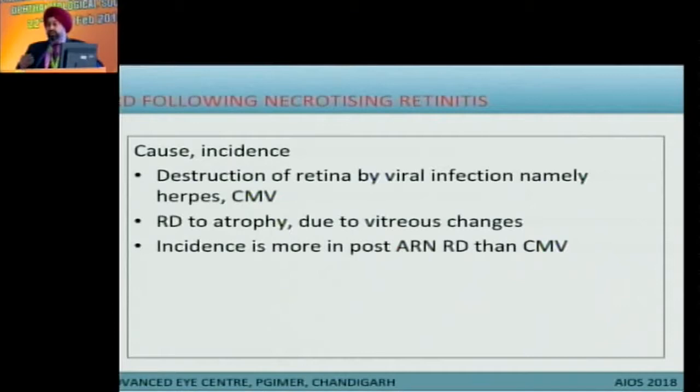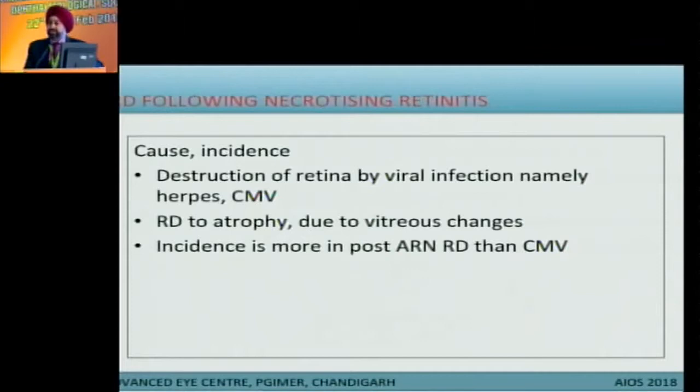And so whenever the PVD is happening, we've been told all these years that the vitreous is firmly attached at the scars, so it will not detach from there. But it will cause a large tear at the edge of the normal and the atrophic retina. So this can happen in case of ARN at the edge. So the incidence is more in ARN because of the atrophic areas and the vitreous changes. In CMV, only atrophic areas are there. You don't see more of the vitreous changes, so we see less incidence of RD in CMV patients.